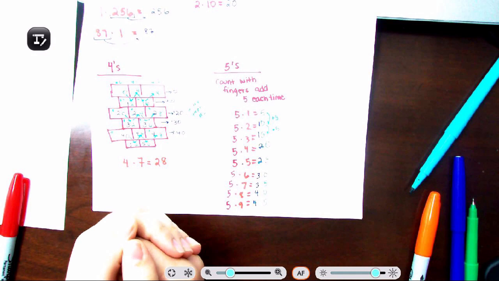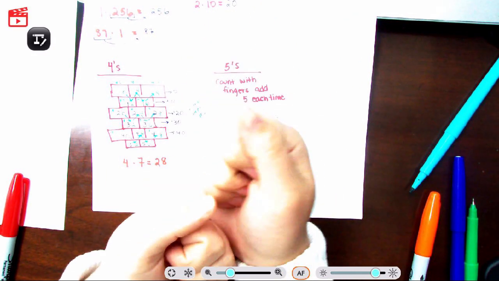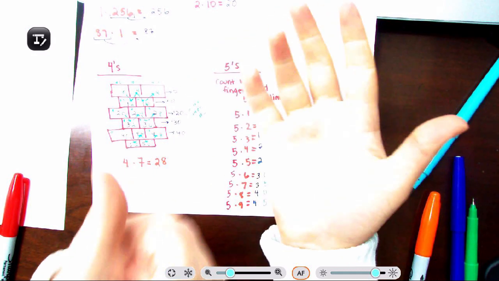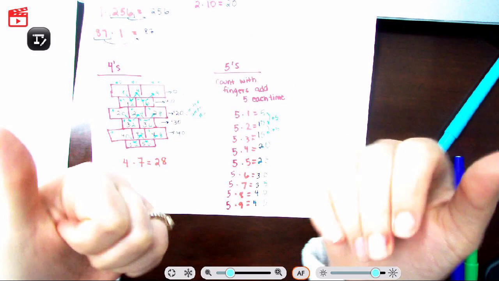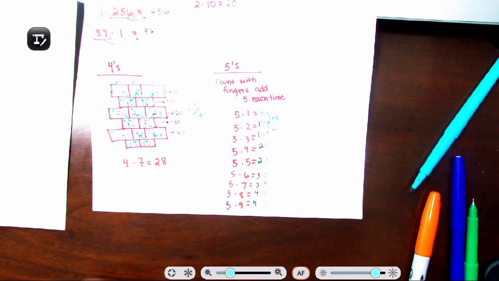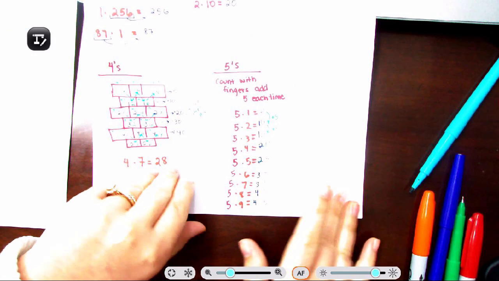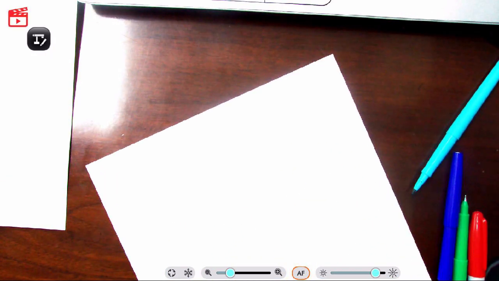So if I wanted to say what is 5 times 6, I stop at finger number 6. So 5, 10, 15, 20, 25, 30. I stop at finger number 6. I said 30, so 5 times 6 is 30. All right, let's go ahead and focus on 6, 7, and 8.